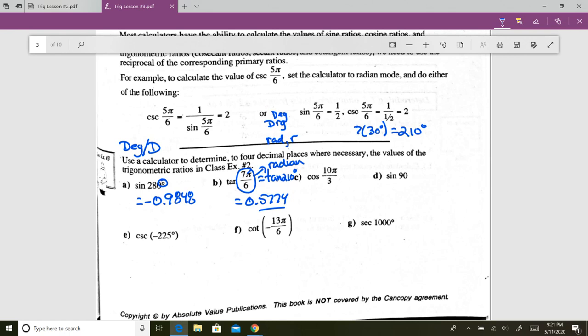0.5774. All right. Okay. Next one. Rads or degrees. Hopefully you said rads. 10 pi over 3. If you do that in your calculator, you should get negative 0.5. Or if you did cosine of pi over 3 is 60. There's 10 of them, so if you do cos of 600, you should get the same answer.